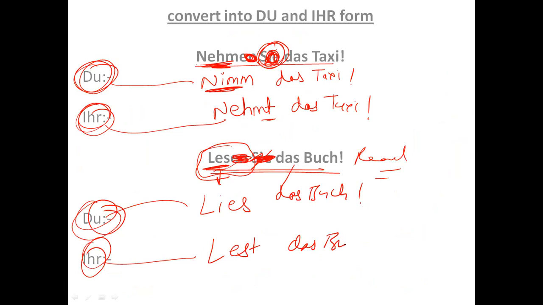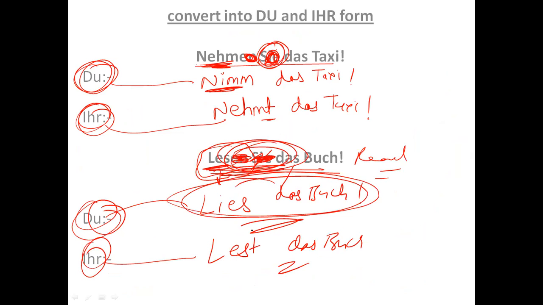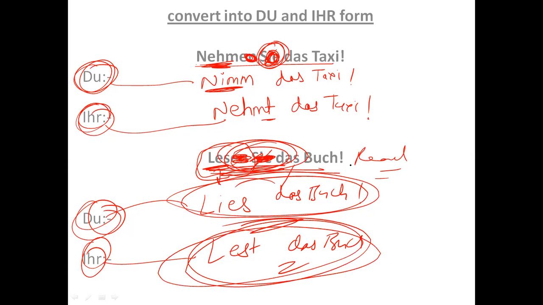So in English all the three statements give you the same meaning, read the book. But in Hindi it gives you a different meaning. It is like aap book padho, it is tum book padho, and it is tum sab book padho, right? So Sie formal singular and plural, du informal singular, and ihr informal plural, right?